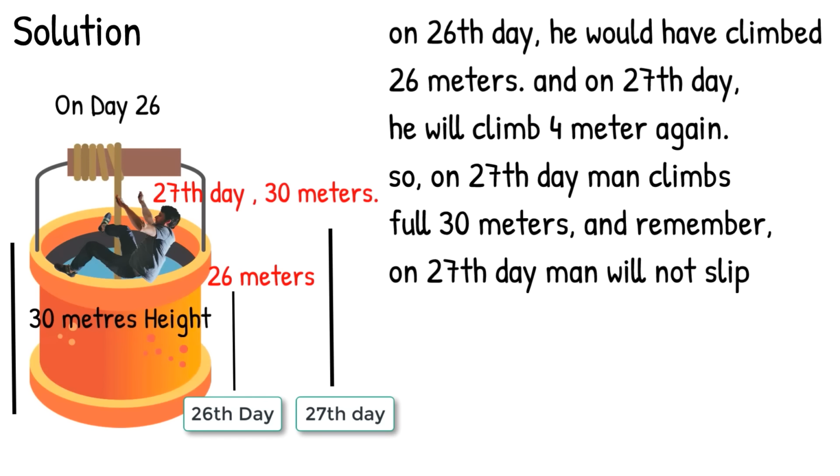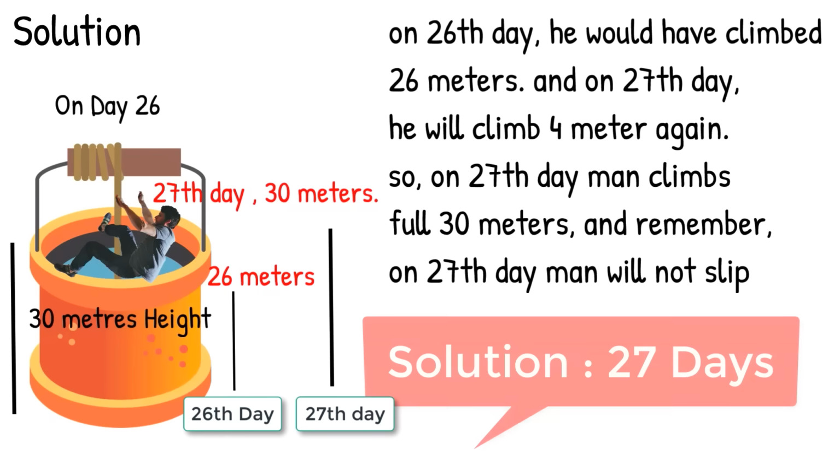This is the place where many candidates fail to analyze the problem. Many candidates will answer this as 30 days, which is incorrect. Think logically and you can easily solve this problem without any difficulties. Thus, in this puzzle, the man climbs a total of 30 meters in 27 days. He will be out of the well on the 27th day.